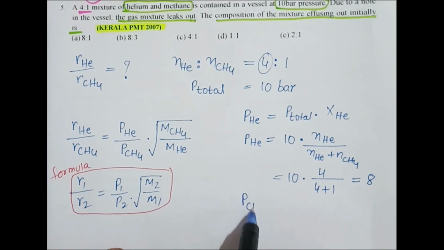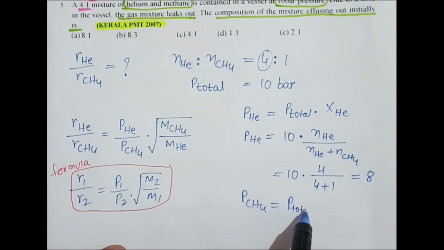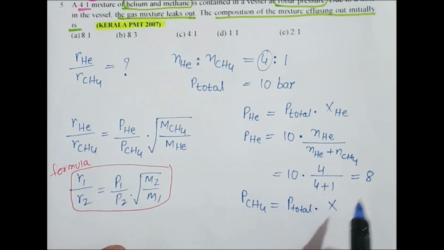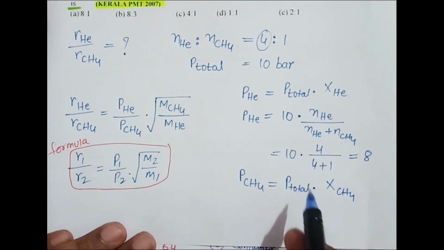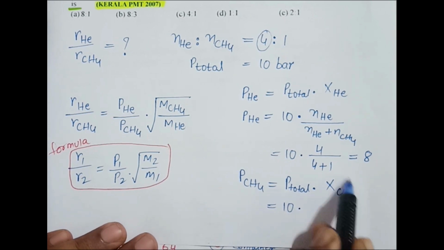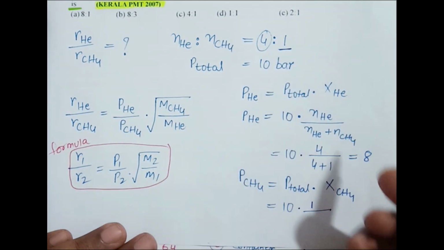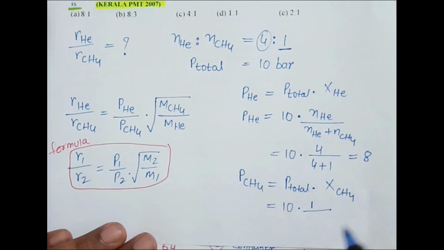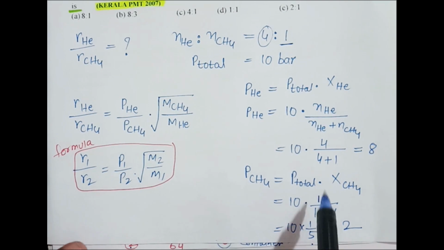Similarly, pressure of methane we have to find, which is equal to P total, it is a Dalton's law formula, into mole fraction of methane. So which is equal to P total, 10, into number of moles of methane, which is 1, over total number of moles, which is 1 plus 4, that is 5. So 10 into 1 by 5 is equal to 2. So now we got everything.